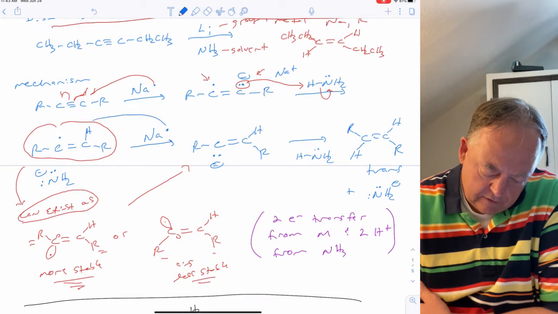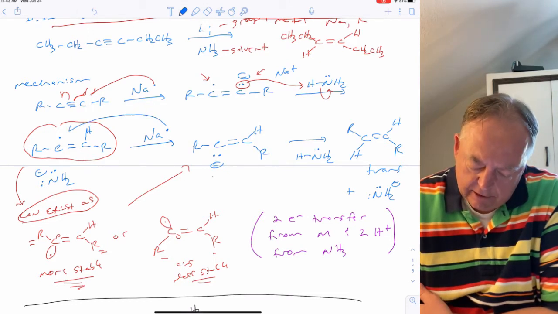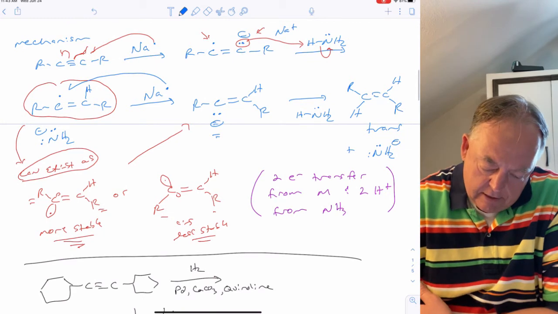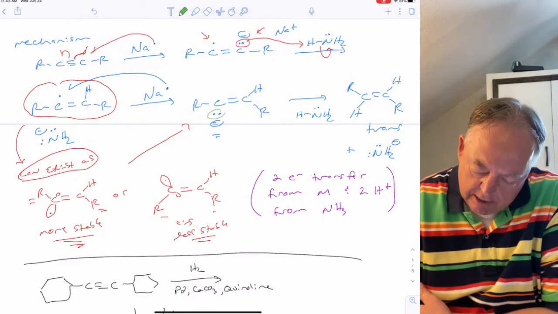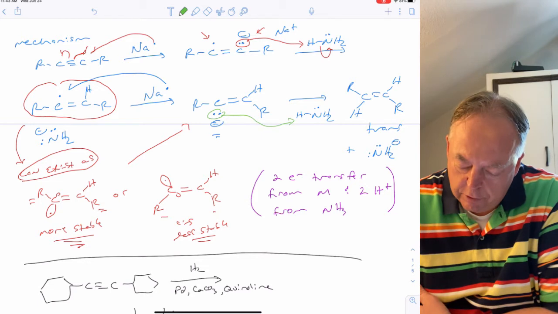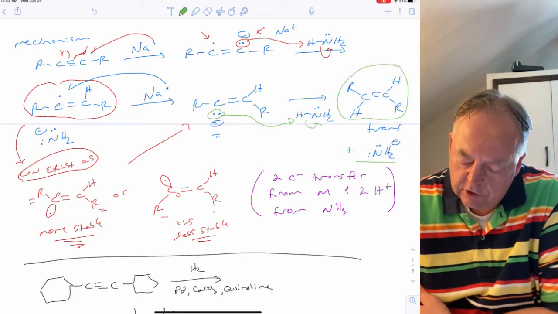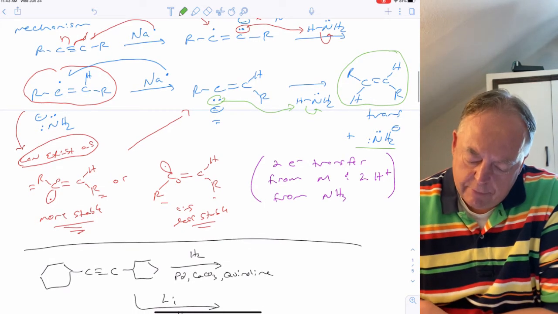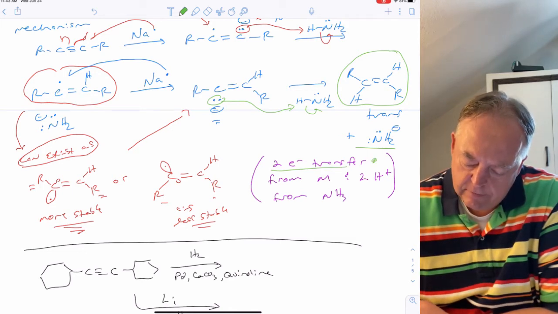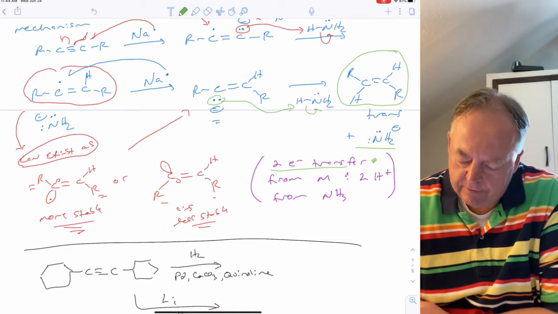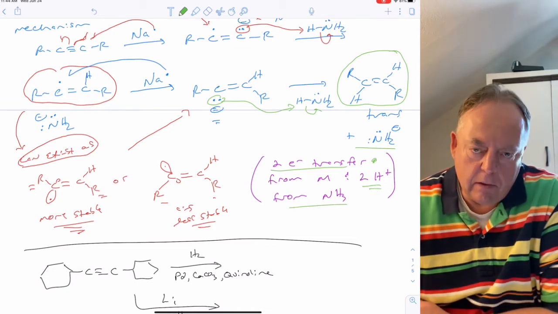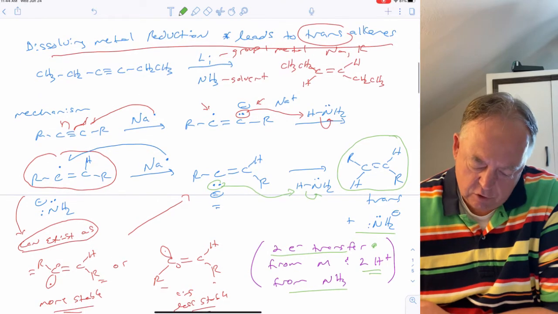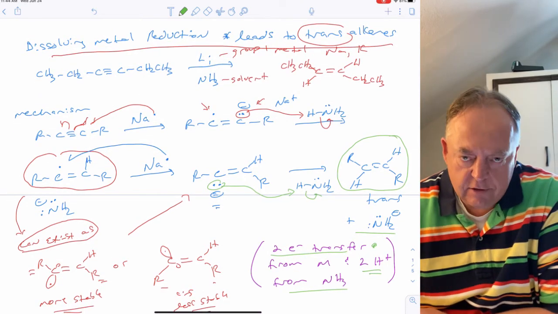Sodium is going to give up another electron to make another carbanion, and then that carbanion is going to take another hydrogen off of another molecule of ammonia, and then you have the trans alkene and another NH2 minus side product. So basically what happened in this reaction is 2 electrons transferred from the metal, lithium, sodium, potassium, and 2 hydrogens transferred from ammonia. So you basically just added 2 hydrogens and 2 electrons across the triple bond.